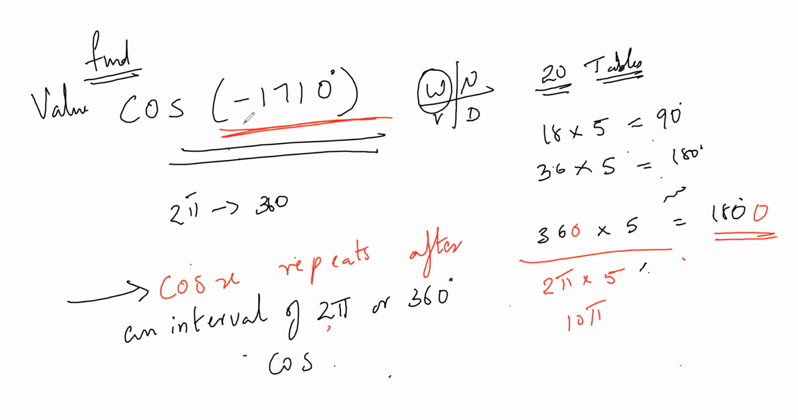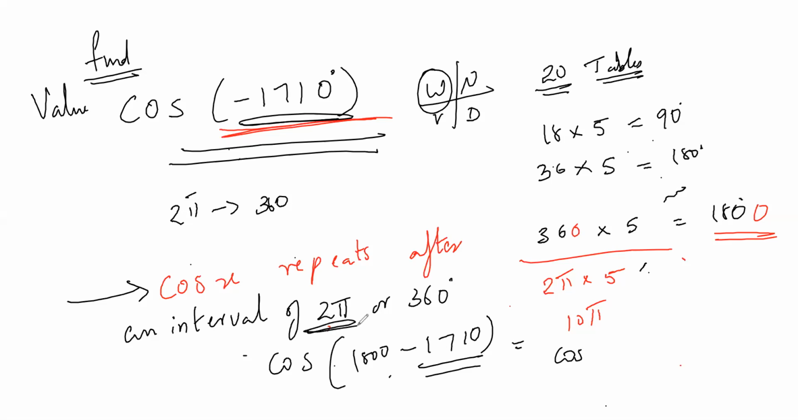They just told us to find the value of cos of minus 1710. So cos of what? 1800 minus 1710, because we just have to find the angle. So I'm getting cos 90. I'm just subtracting from the 2 pi thing, or 360 degrees. That's all. So I'll get cos 90 as the answer. What is the cos 90 answer? 0. Cos 90 answer is 0.